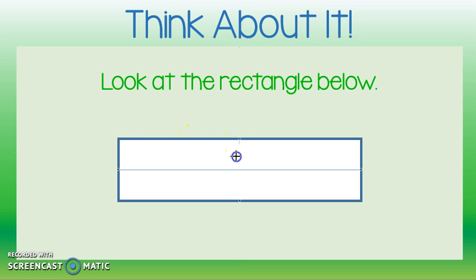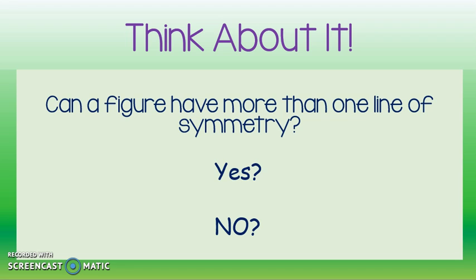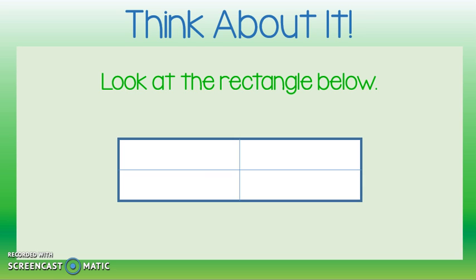What if I drew a line right down through the middle and I folded it in half vertically? Wouldn't both sides be the exact same? Again, you should probably say yes. So what this means, boys and girls, is that if we go back to this question, can a figure have more than one line of symmetry? Absolutely, it positively can. And we showed that just by looking at our rectangle.